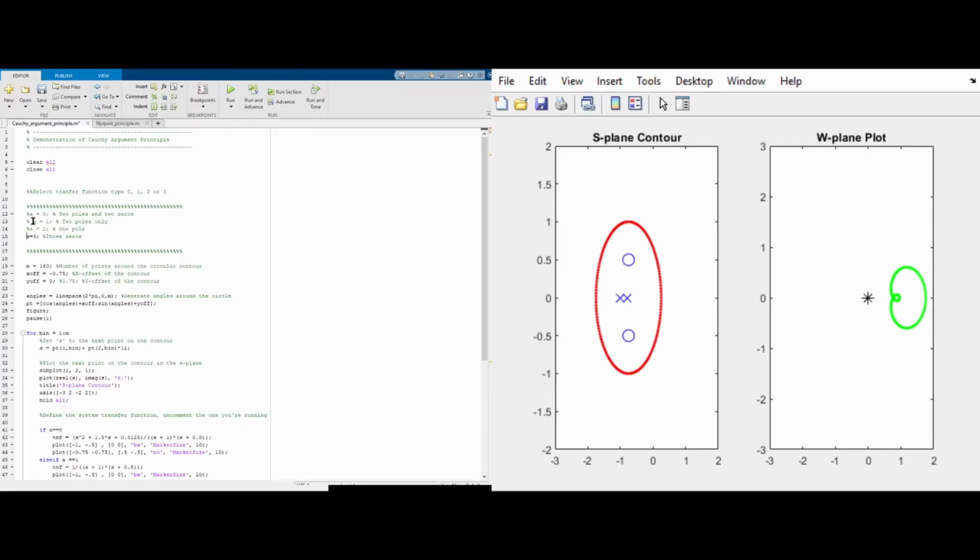Finally, let's try this with three zeros. Each zero adds 360 degrees to a total of 1080 degrees, or three encirclements in the W plane. That's one encirclement, that's the second, and that's the third encirclement of the origin.